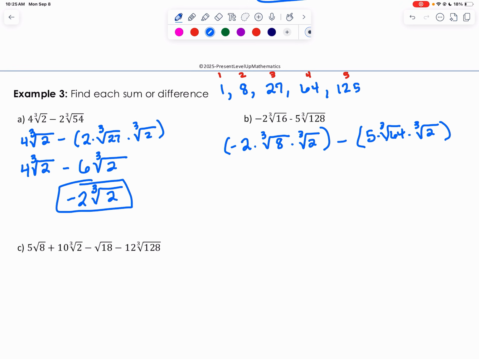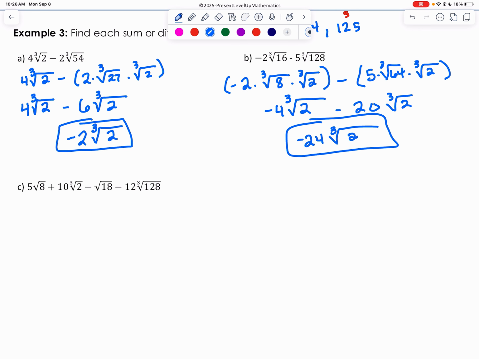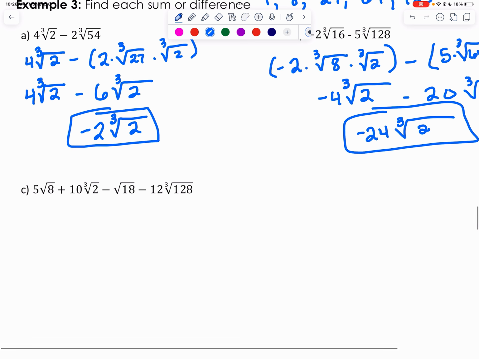So the cube root of 8 is 2. Negative 2 times 2 would be negative 4 cube root 2. And then cube root of 64 is 4. 5 times 4 is 20, so this would be minus 20 cube root 2. Now we have radical expressions that have the same radicand and the same index, so I can combine them to get negative 24 cube root 2. All right, pause the video and try problem C on your own. All right, let's see how you did.